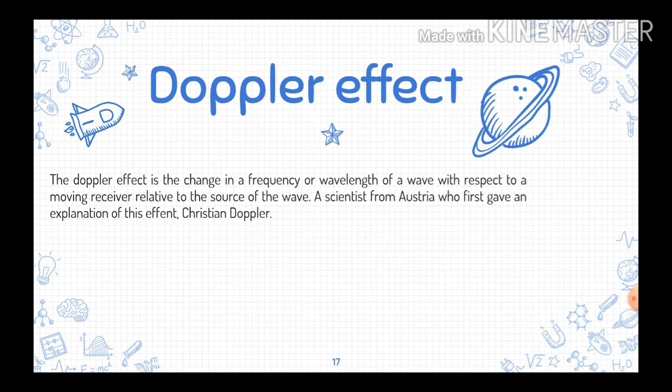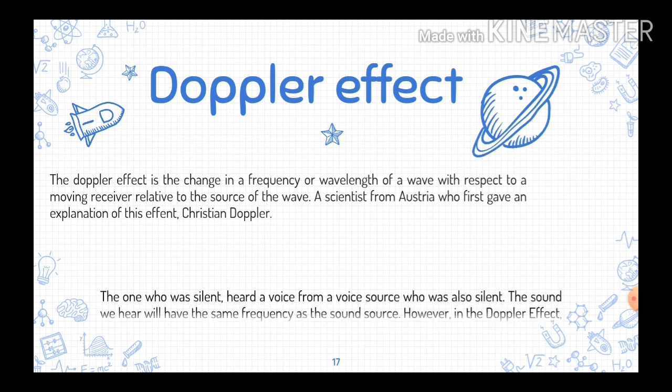And this is the last behavior, the seventh behavior, the Doppler effect. The Doppler effect is the change in the frequency or wavelength of a wave with respect to a moving receiver relative to the source of the wave. A scientist from Austria who first gave an explanation of this event was Christian Doppler.